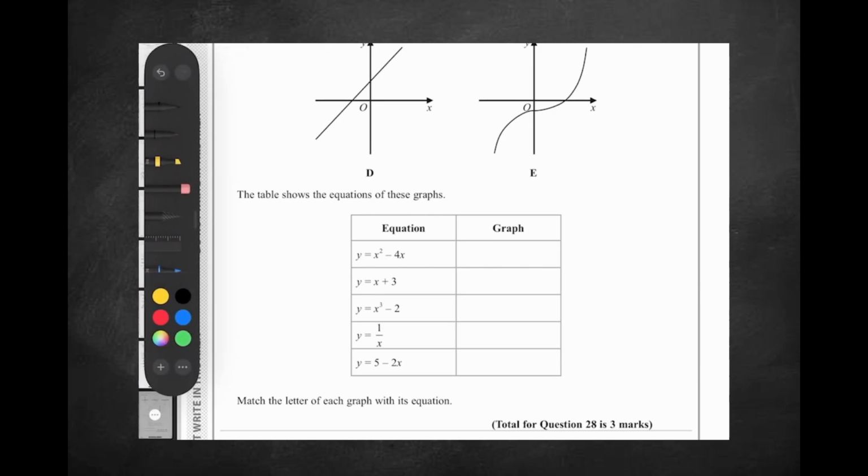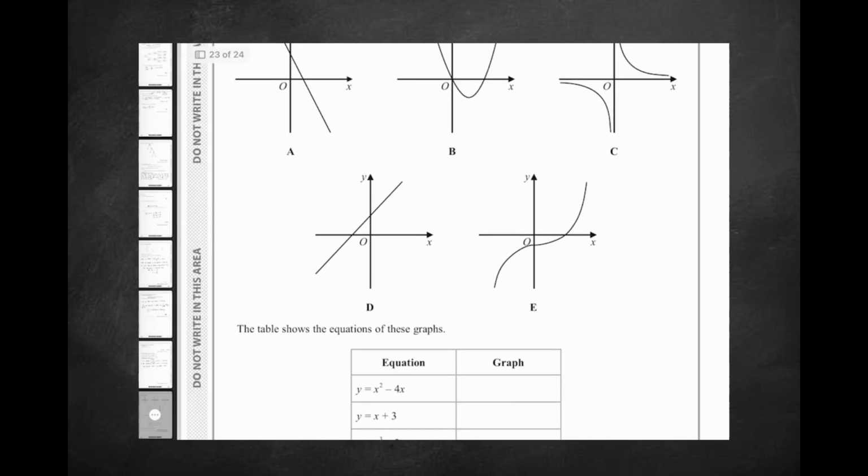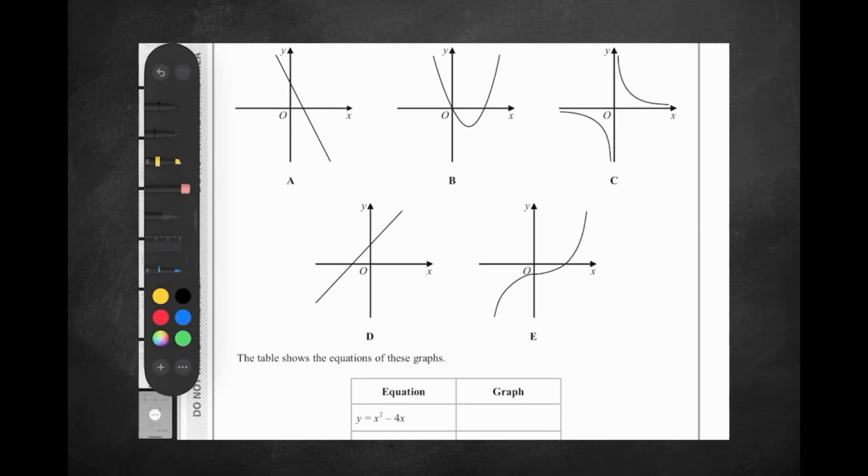Y equals x squared minus 4x. We know this is going to be an equation with 2 roots. Therefore, it's going to cross the x-axis at 2 points. And there is only one graph that crosses the x-axis at 2 points. It crosses it at 0, and it would cross it at 4. So that is going to be graph B.